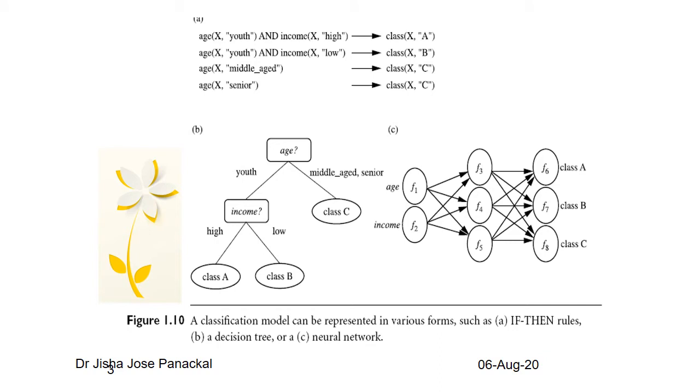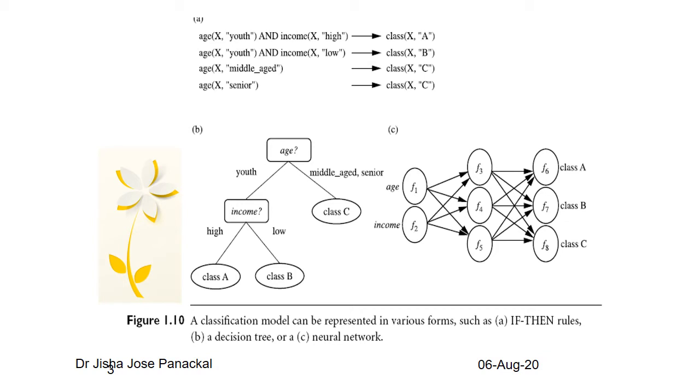This figure is an example of a classification model in three forms. The first one, A, represents a rule-based model using if-then rules. Then B is a decision tree form. And C is in neural network form. All three are used to represent the same classification model. I will explain the first one, A, using the rules.